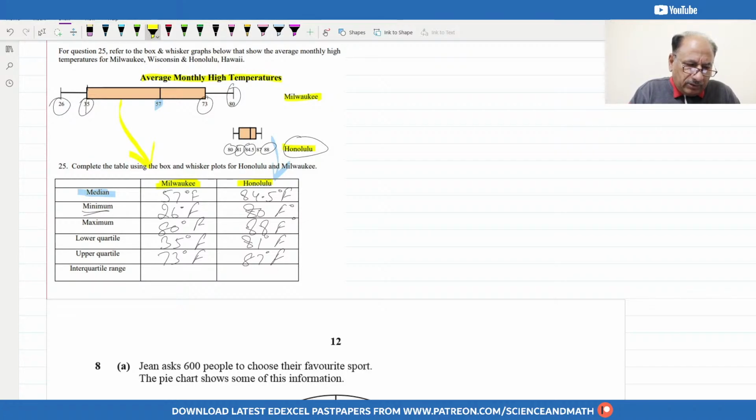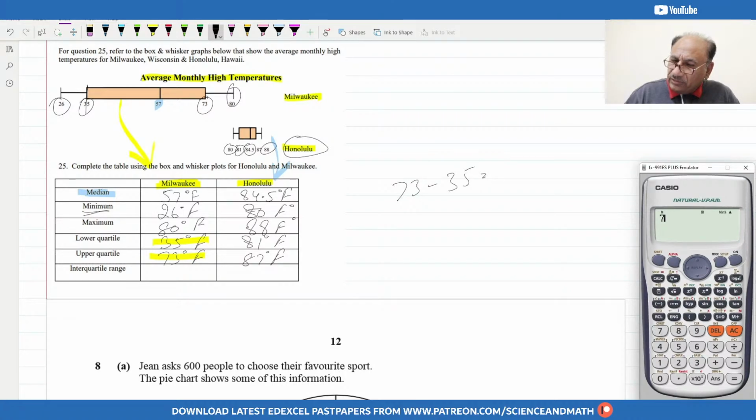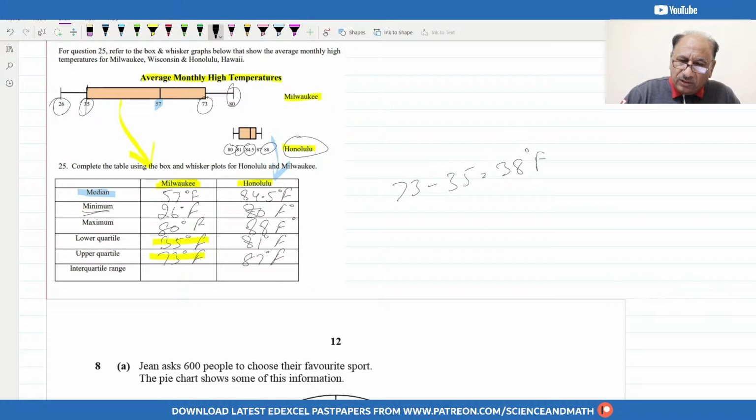Now the interquartile range is upper quartile minus lower quartile. So the upper quartile is this one, 73 minus 35. So 73 minus 35 is 38 degree Fahrenheit. Similarly for the other one, we subtract 81 from 87, which is 87 minus 81, equal to 6 degree Fahrenheit.